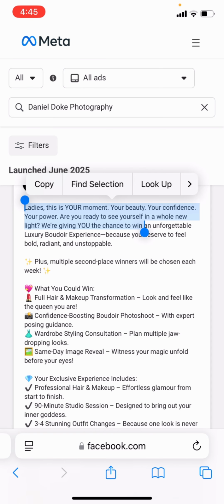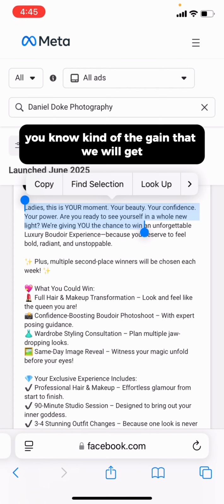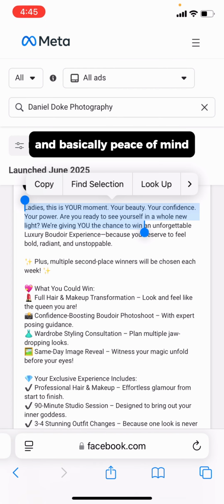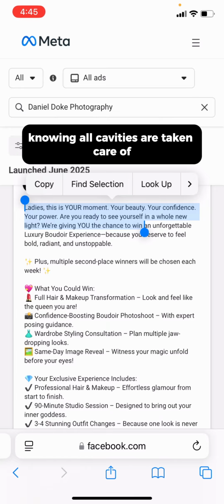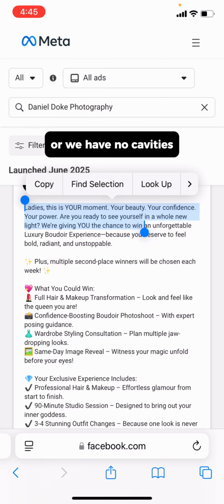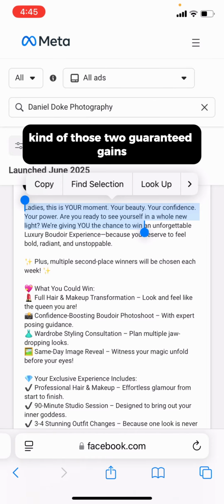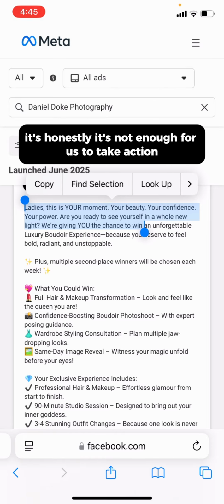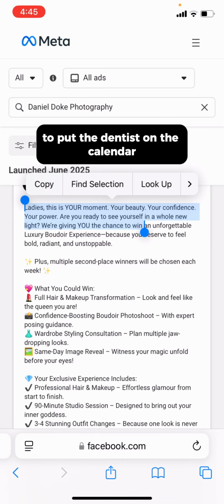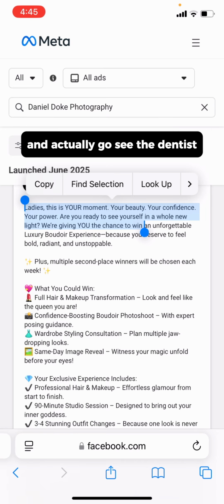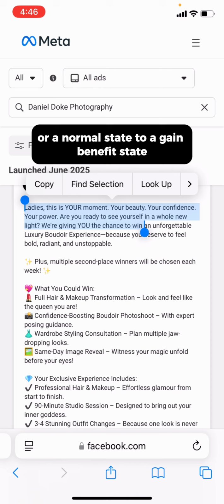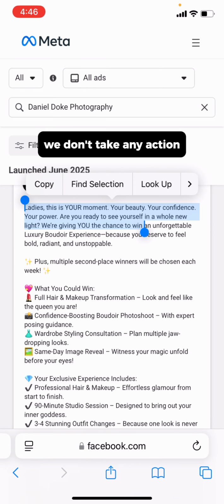And kind of the gain that we would get, the guaranteed gain of cleaner teeth and basically peace of mind knowing all cavities are taken care of or we have no cavities, kind of those 2 guaranteed gains, honestly, it's not enough for us to take action to put the dentist on the calendar and actually go see the dentist. So we're not taking any action to go from a no pain state or a normal state to a gain benefit state. We don't take any action.